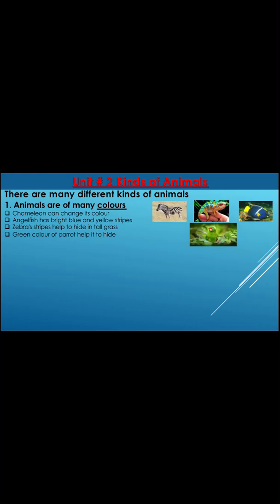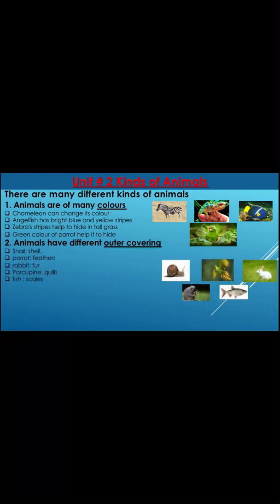Angelfish has bright blue stripes on it, and these fishes look very beautiful with the bright colors. Zebra stripes help it to hide in tall grasses. Zebra has black and white stripes, so it is very difficult to find them in tall grasses. Green color of parrot helps it to hide. When the parrot sits on the branch of the tree, we cannot find it because the leaf and the parrot color is the same.